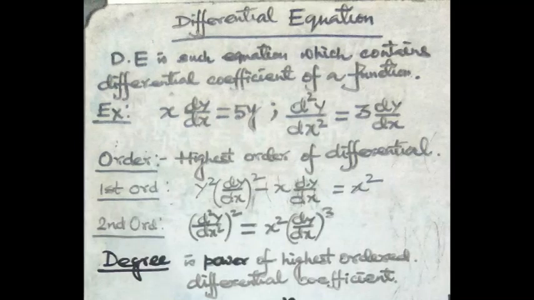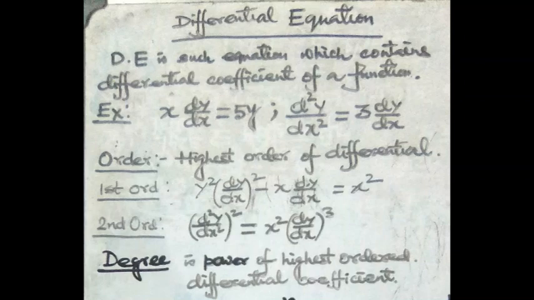A differential equation is such an equation which contains the differential coefficients of a function, but it may not contain the real variable x or y. For example, we can consider two equations: x dy/dx equals 5y, as well as d2y/dx2 equals 3 dy/dx. In the second case, the equation does not contain any real variable x or y, but in that equation a differential coefficient is present. So what is the order of a differential equation?